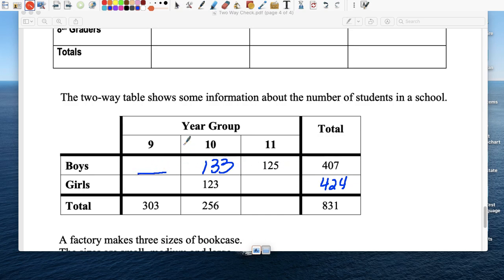So 407 minus 133 minus 125 is going to give us 149. Now let's go 303 minus 149 gives us 154. So far, so good. Yeah, that matches. And then let's find this number over here, which is 424 minus 154 minus 123. That gives us 147. Plus 125, and that gives us 272. I think that's where I made the mistake.